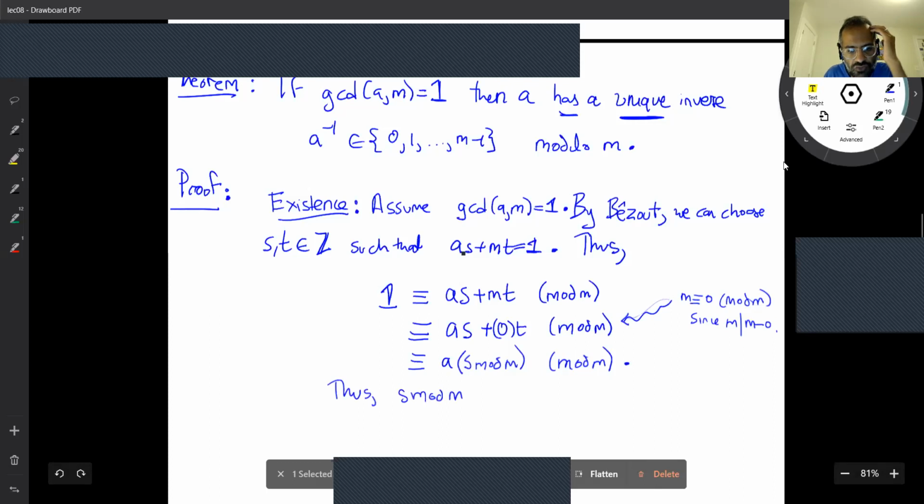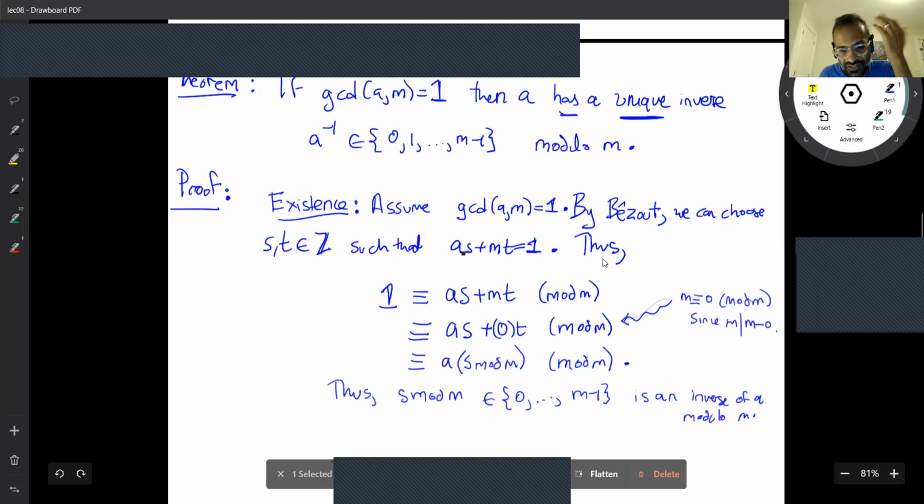So this coefficient that I got from Bézout's theorem, that's S mod m, which is always non-negative and less than m minus 1, is an inverse of A modulo m. So this thing turned out to be extremely useful. So any questions about that proof?